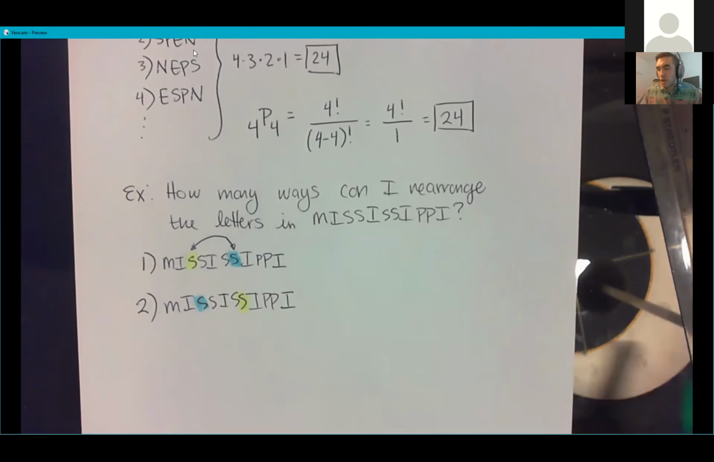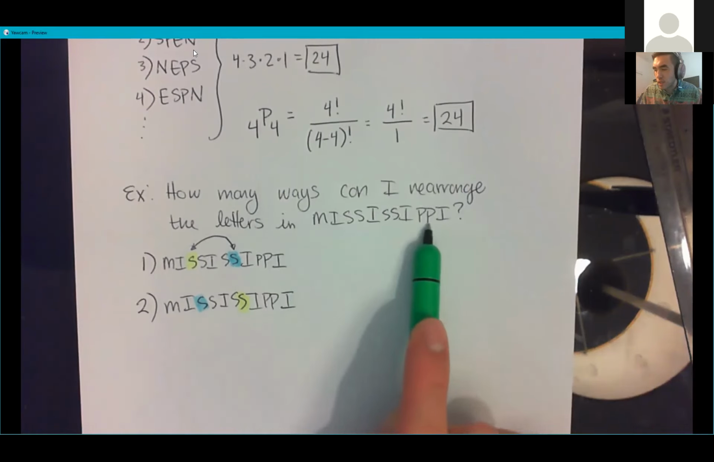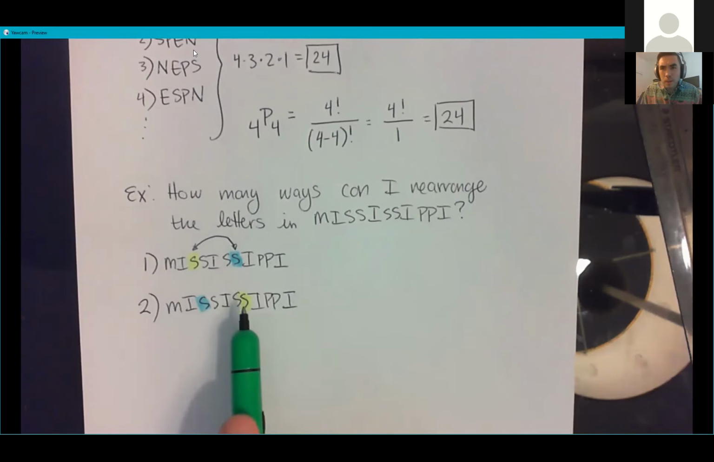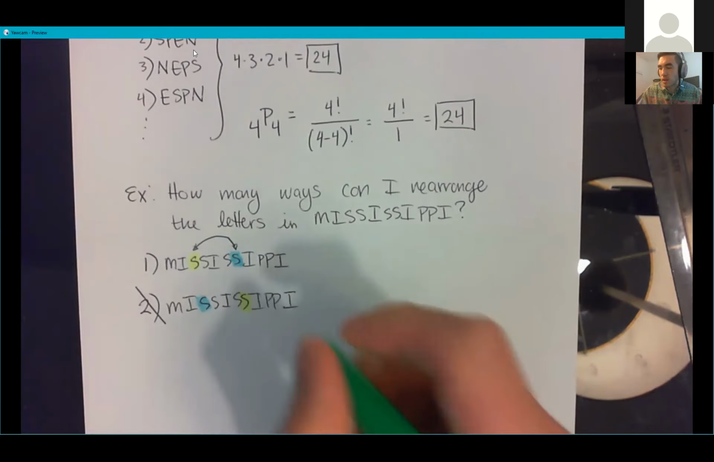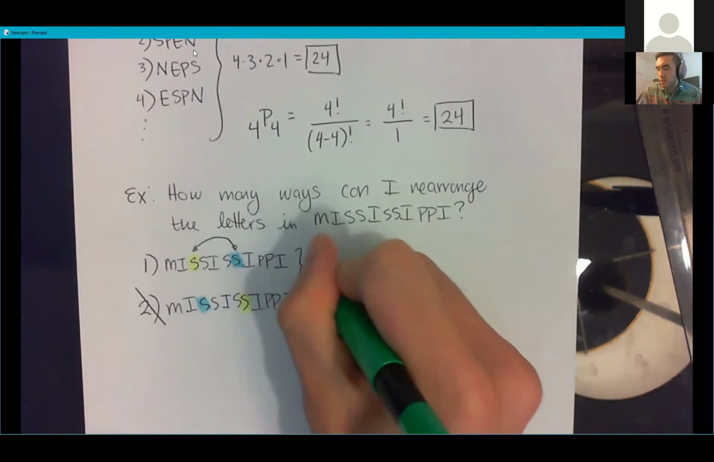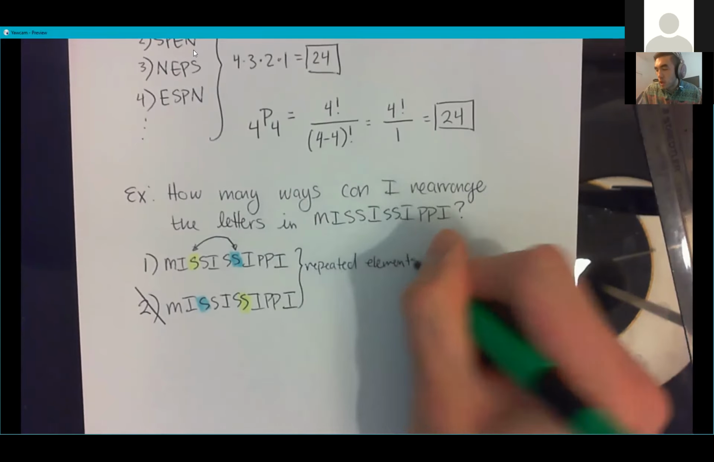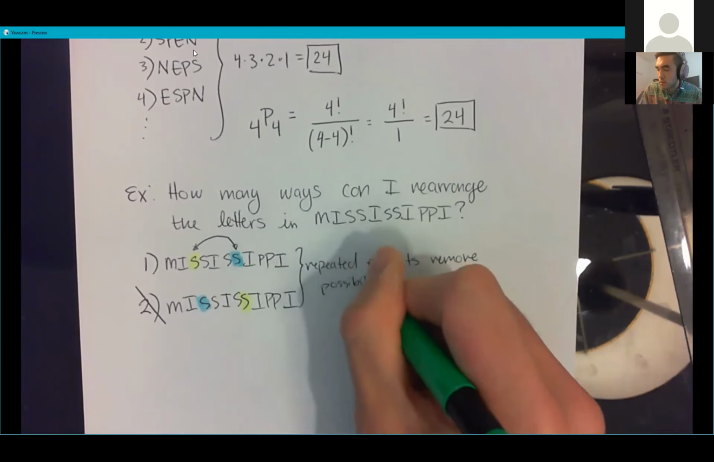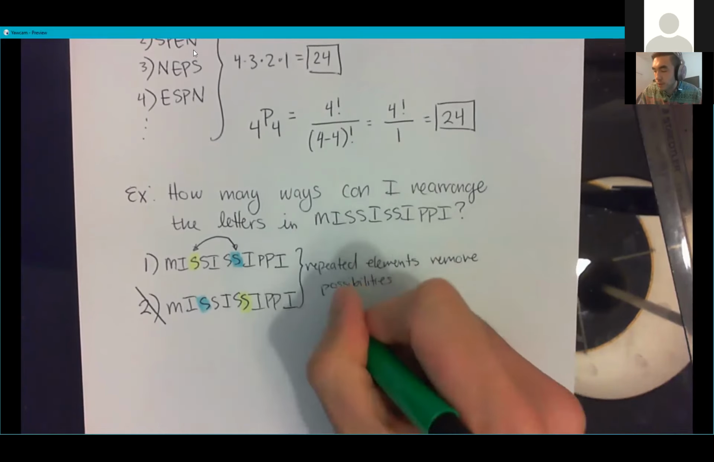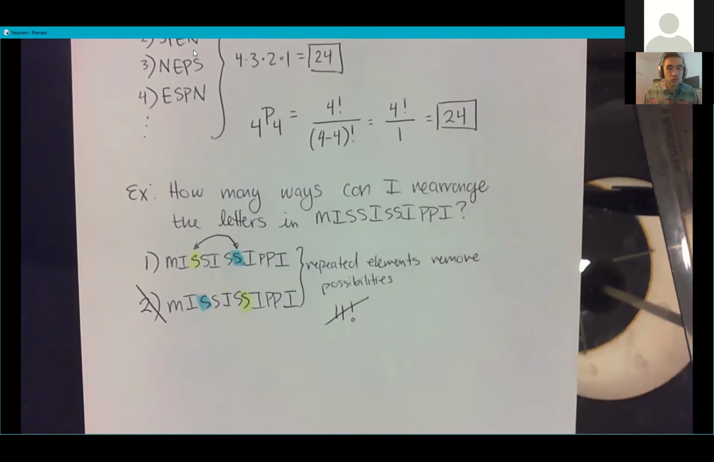No, same word. So you'll notice here that of these 11 letters, swapping these two is not actually going to give us a different word. It's going to give us back the exact same word. So when counting these out, this doesn't count, right? The repeated elements, which in this case S, remove possibilities. That is to say that if you were to give me the answer 11 factorial, like it was up above, this number is too big because of these repetitions.